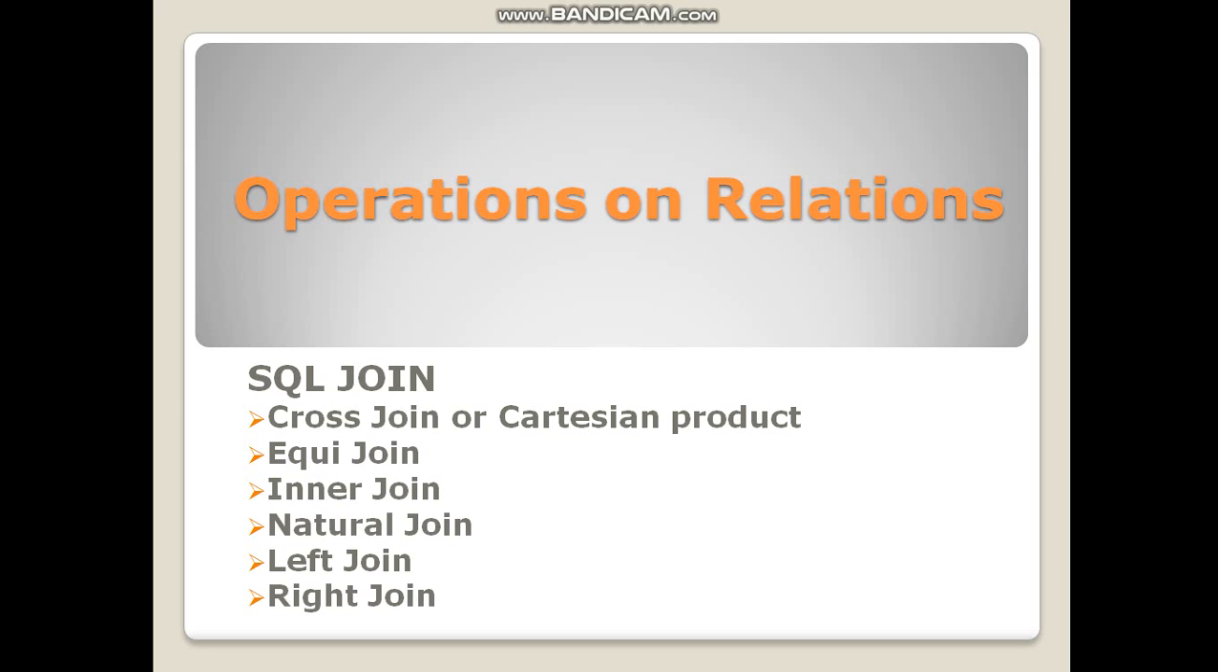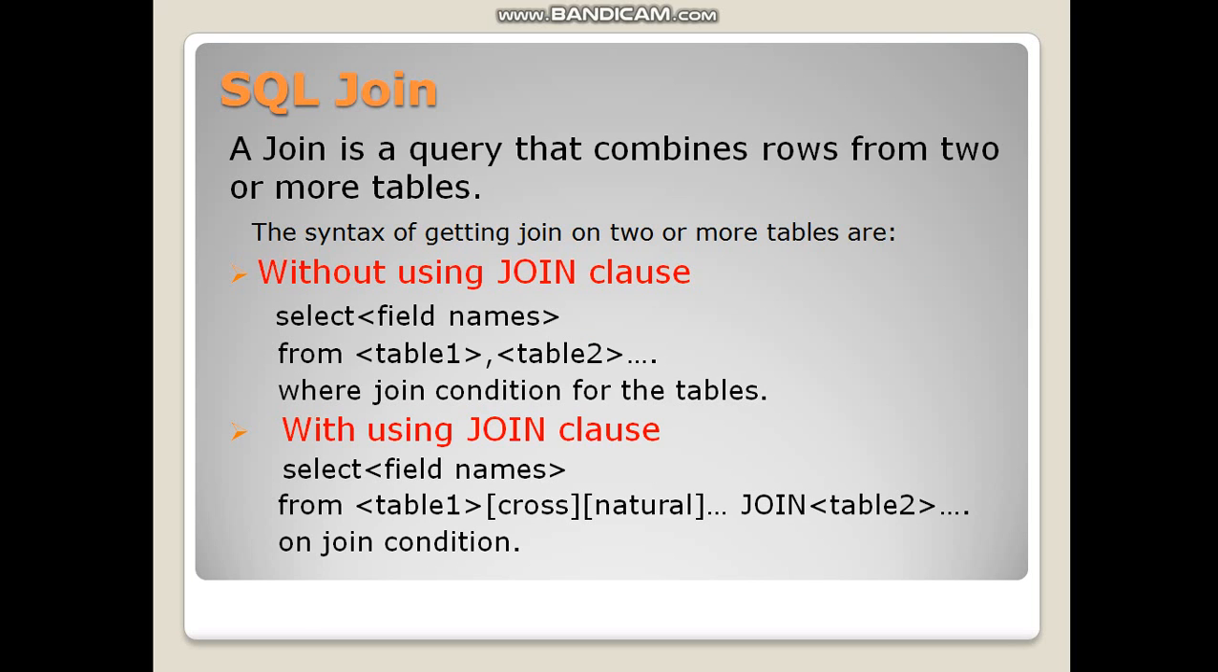If we talk about join, the word join only implies together. So when we require to view certain records from both the tables, we use the join operations. Now there are different types of joins in SQL: cross join, also known as partition product, equal join, inner join, natural join, left join, right join. We will discuss them one by one in detail.